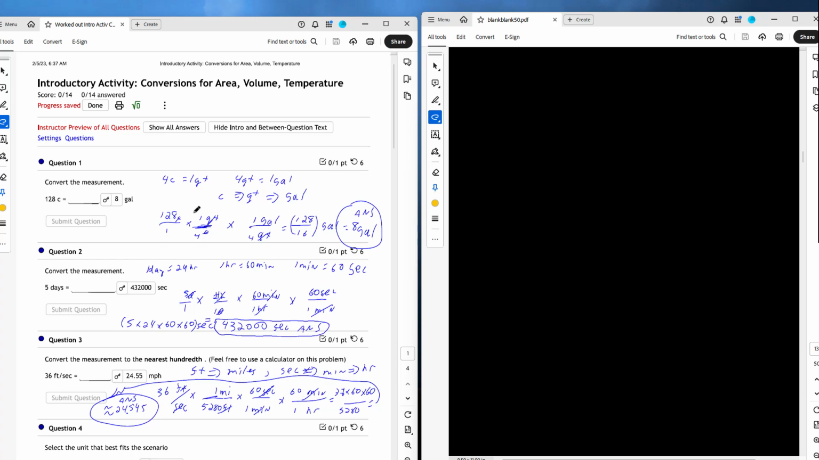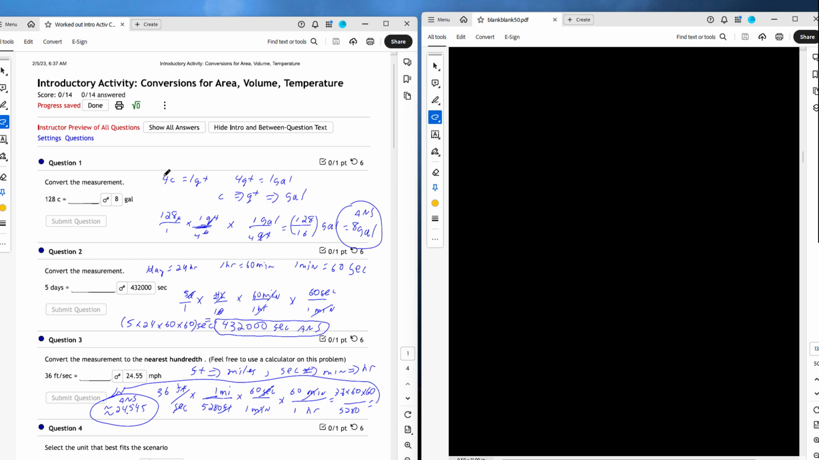Okay, this is week 6, introductory activity, conversions for area, volume, temperature. There's 14 problems here. The first one says convert the measurement: 128 cups, it's 8 gallons.